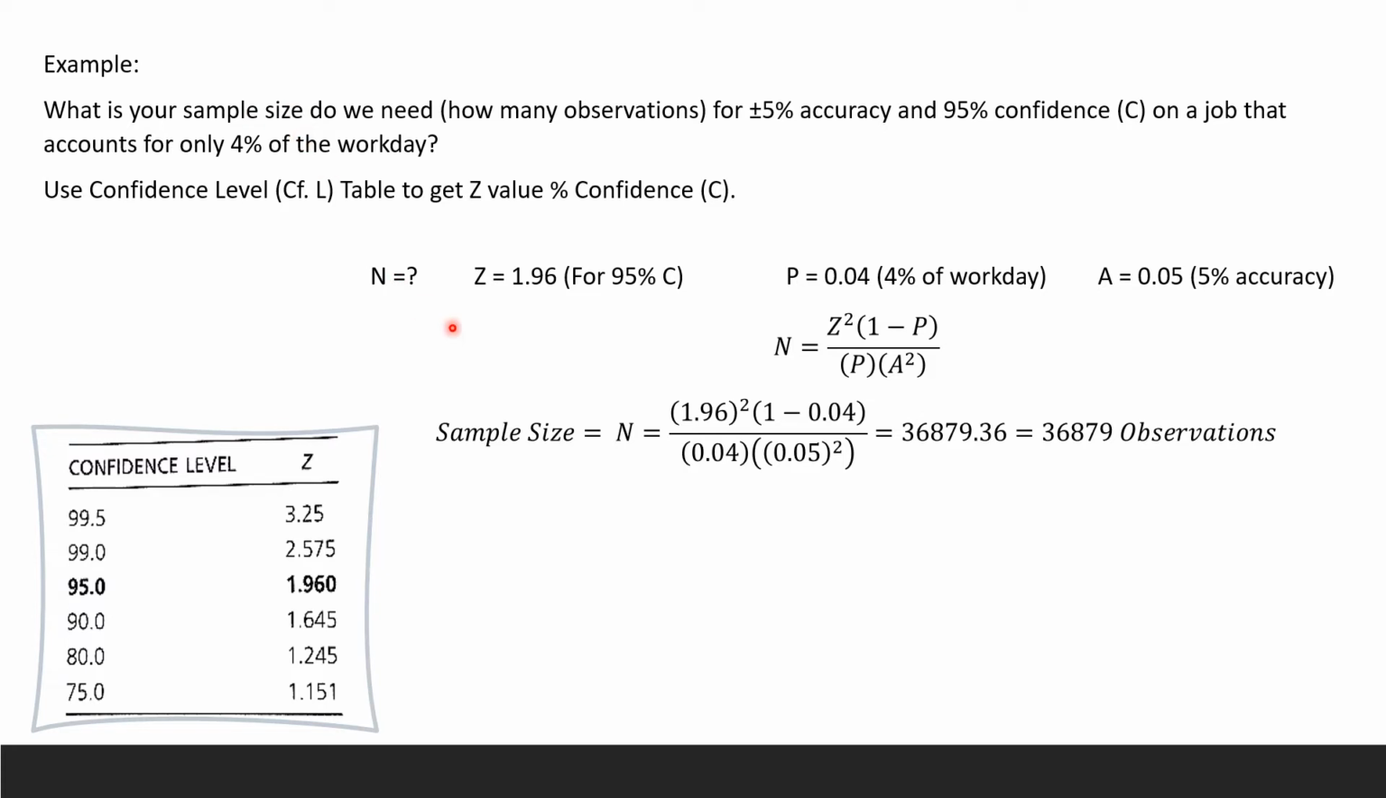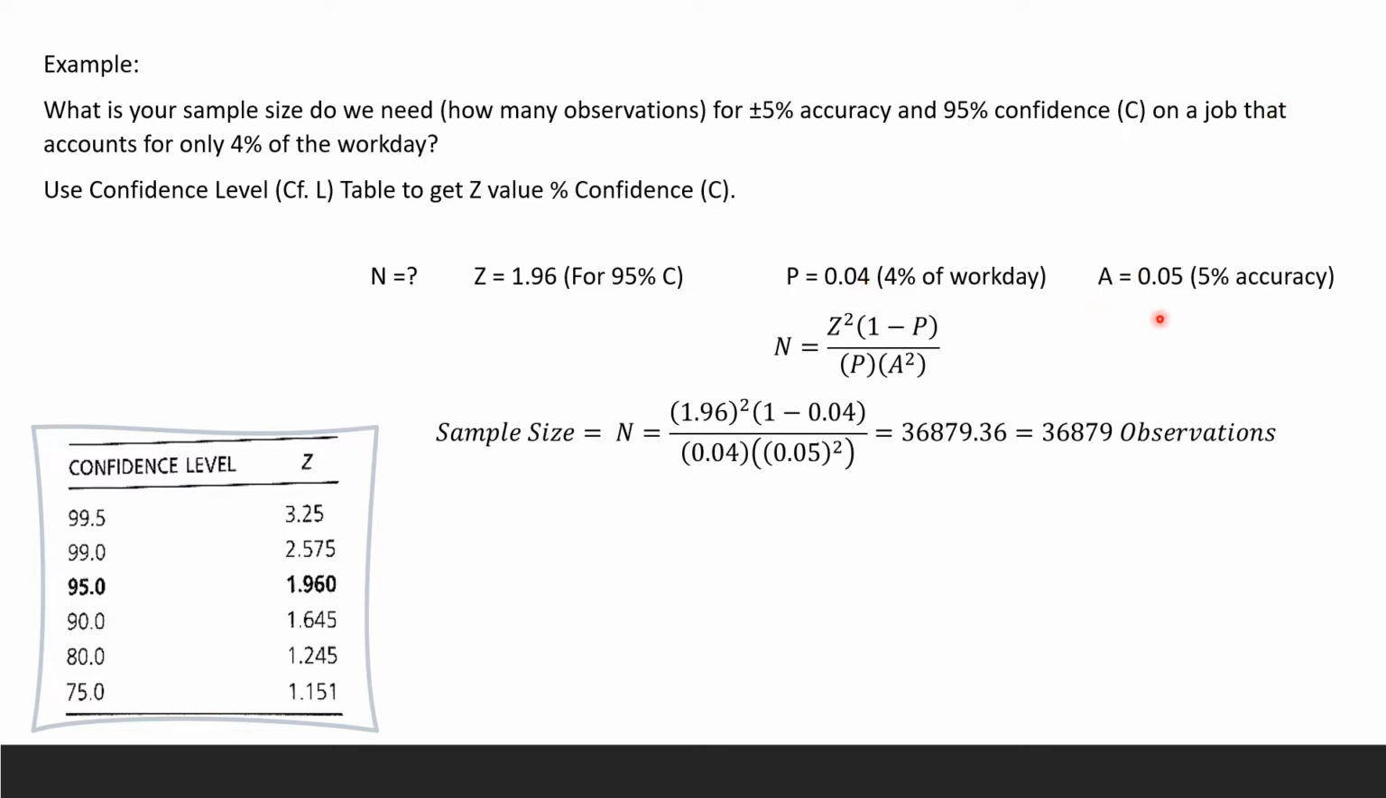Okay, sample size. Now we're going to get Z out of the table. That's your confidence level. The question said 95% confidence, so therefore right here, and your Z at that time is 1.960. Your P: they said the job accounts for only 4% of the workday. So we translate 4% to a decimal, which is 0.04 for your probability of the work.